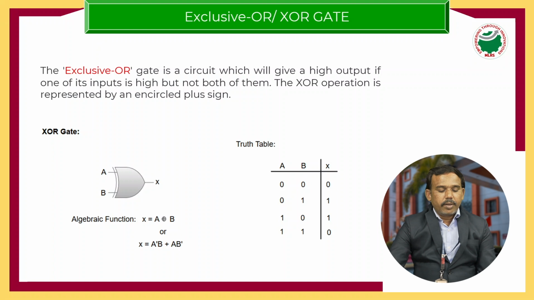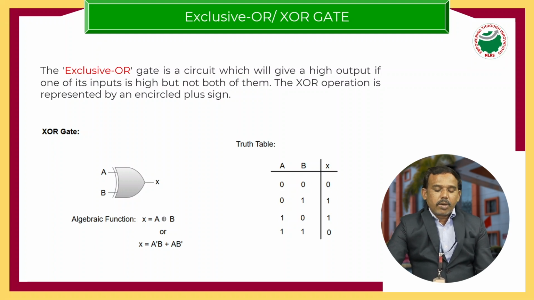Exclusive OR gate. The exclusive OR gate is a circuit which will give a high output if one of its inputs is high but not both of them. The XOR operation is represented by an encircled plus sign. The Boolean algebraic function is x equal to A XOR B, or x equal to A complement B plus A B complement.